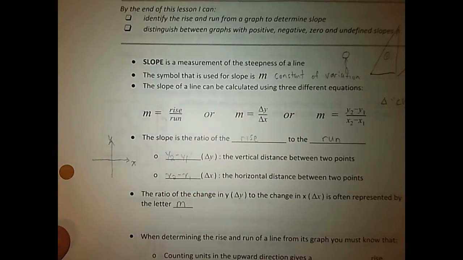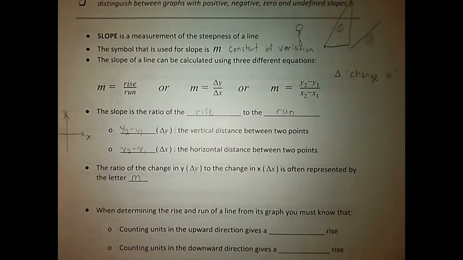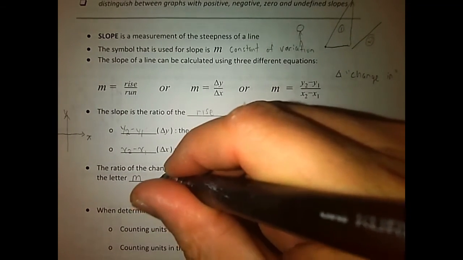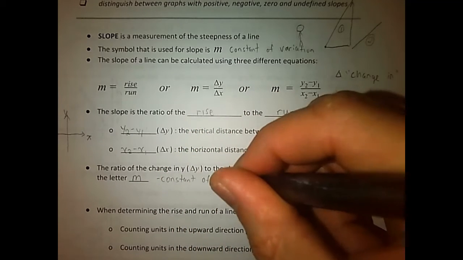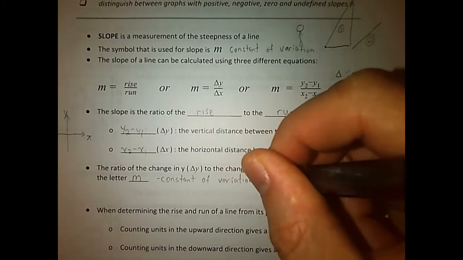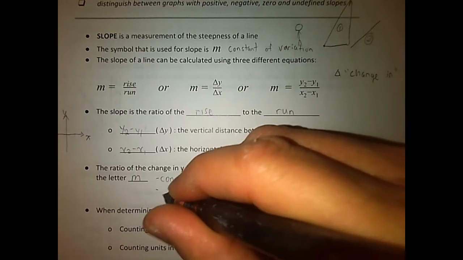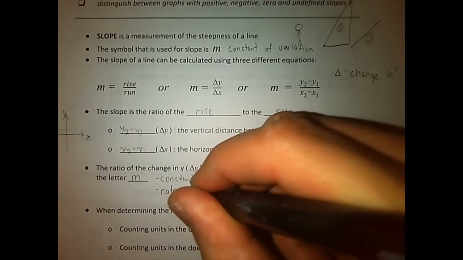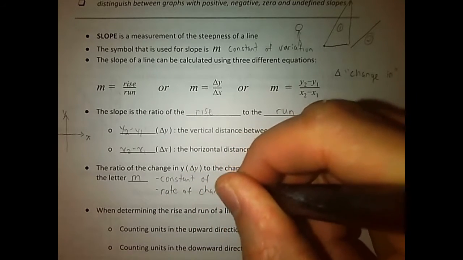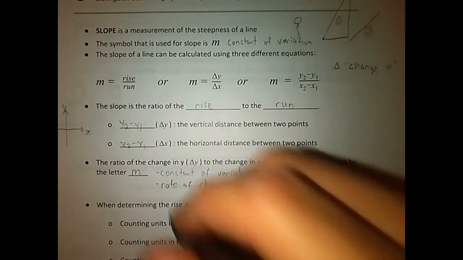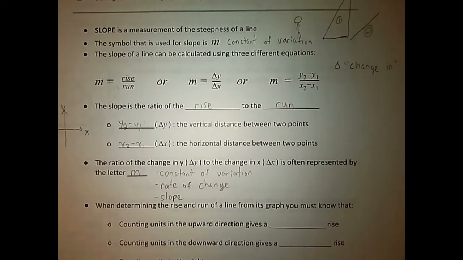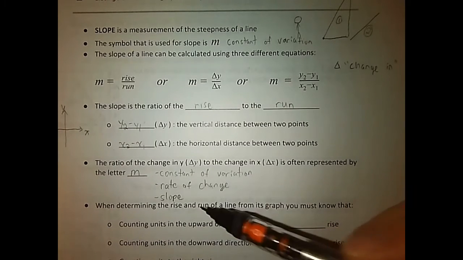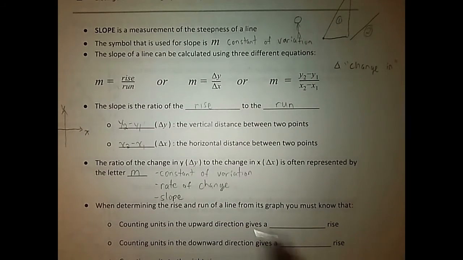So very similar to our constant of variation, we can put all the names we know so far down here. We know it's constant of variation. We might also know it as, we're going to see later, rate of change. We also might know it as slope now. So if a question or a textbook refers to any of these things, they're all referring to the same letter m, which is the change in y over the change in x.